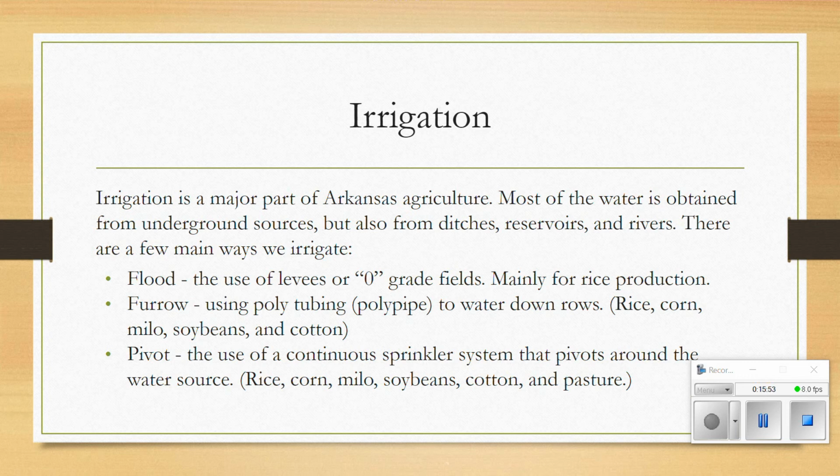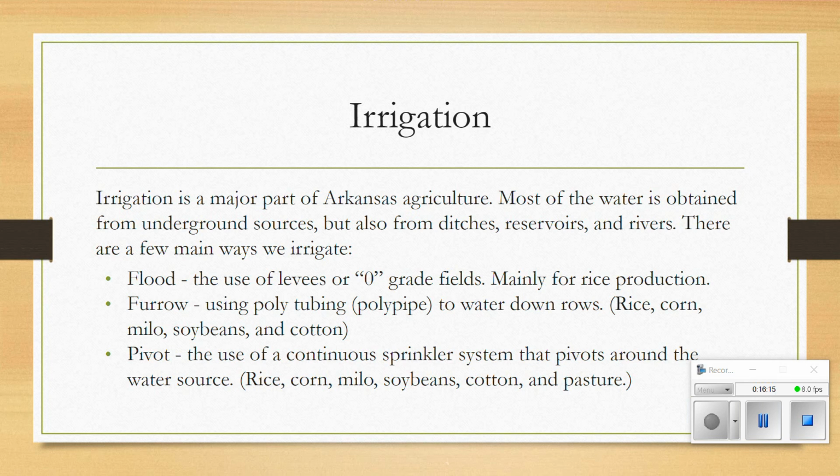Furrow irrigation, most common way we irrigate corn and soybeans, and cotton and milo, but we're starting to do some rice. Doing the row rice is very time consuming. You have to be very on point with your water. A lot more management goes into that. So we use polytubing or polypipe to water down rows.